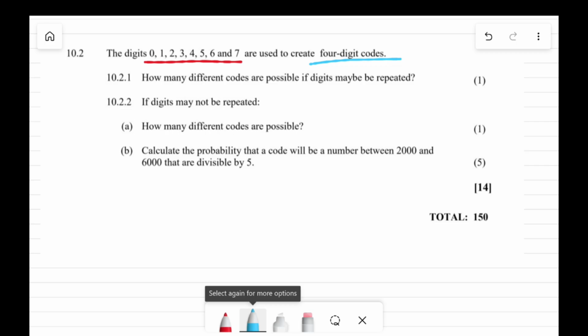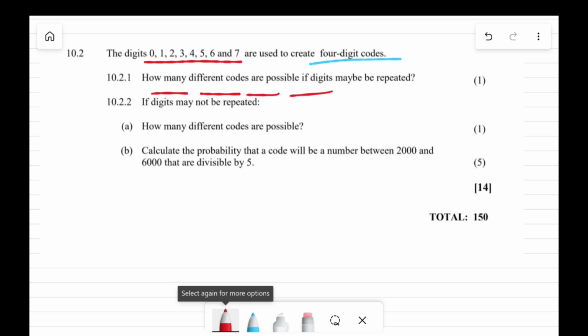Now, in the first question, 10.2.1, how many different codes are possible if digits may be repeated? So we can repeat these digits, which means we're going to create our 4 slots: 1, 2, 3, 4. Those are our 4 slots because we are creating a 4-digit code. How many different codes are possible if digits may be repeated? So we are repeating these digits.